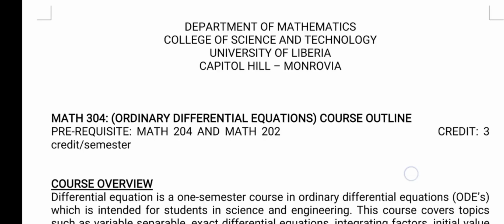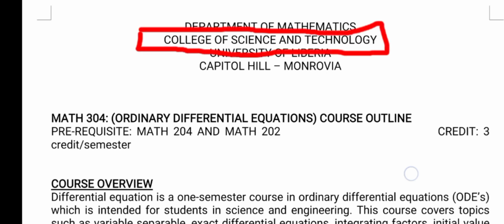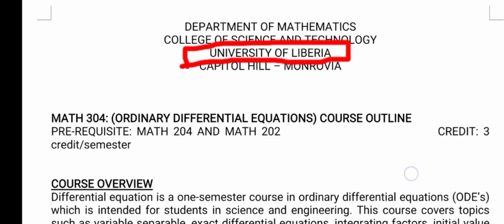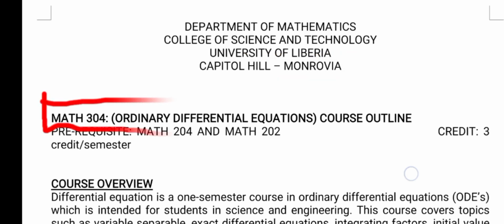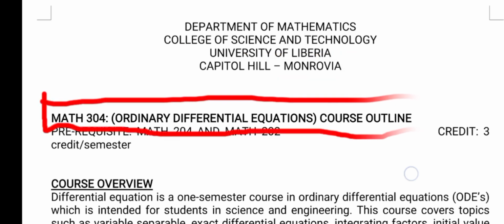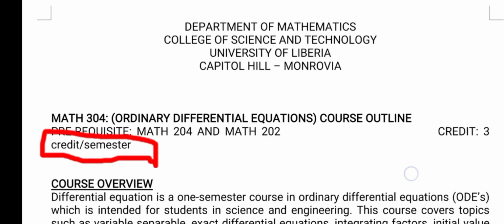Let's quickly begin. Department of Mathematics, College of Science and Technology, University of Liberia, Capitol Hill Campus, Monrovia. Math 304, Ordinary Differential Equations, Course Outline. The prerequisites for this course are Math 204, which is Linear Algebra, and Math 202, which is Calculus 2. And this is a 3-credit-hour course.